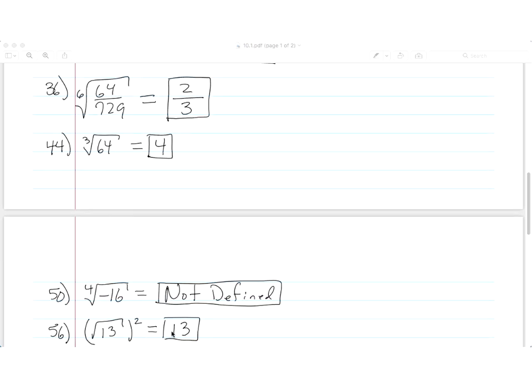Let me do problem number 56. In exercises 51 through 64, evaluate the expression. The square root of 13 squared. Well, the square root of 13 squared is 13 because 13 is such that its square is a radicand. And so the square root of 13 squared is 13.